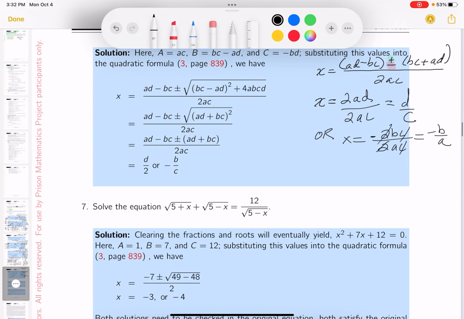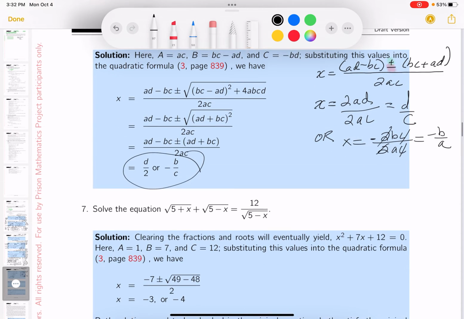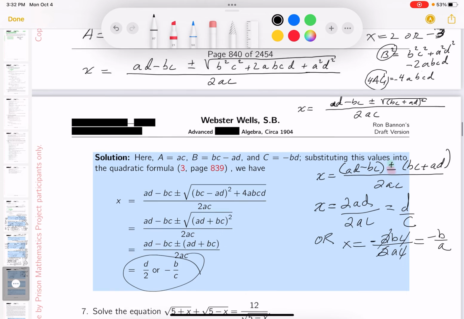All right, let's look at the answer key. Are we getting those answers? Whoops, I made a mistake on my key. Let's see where that mistake is.